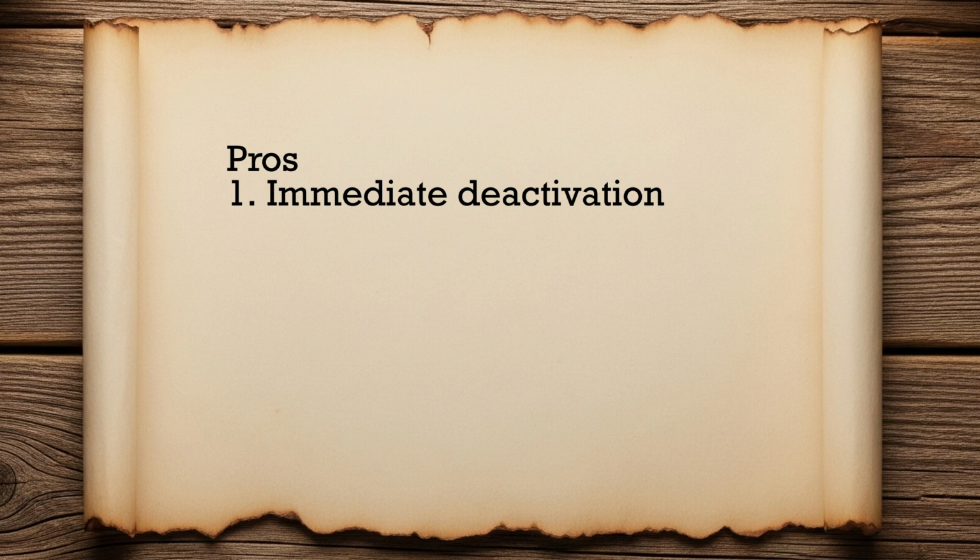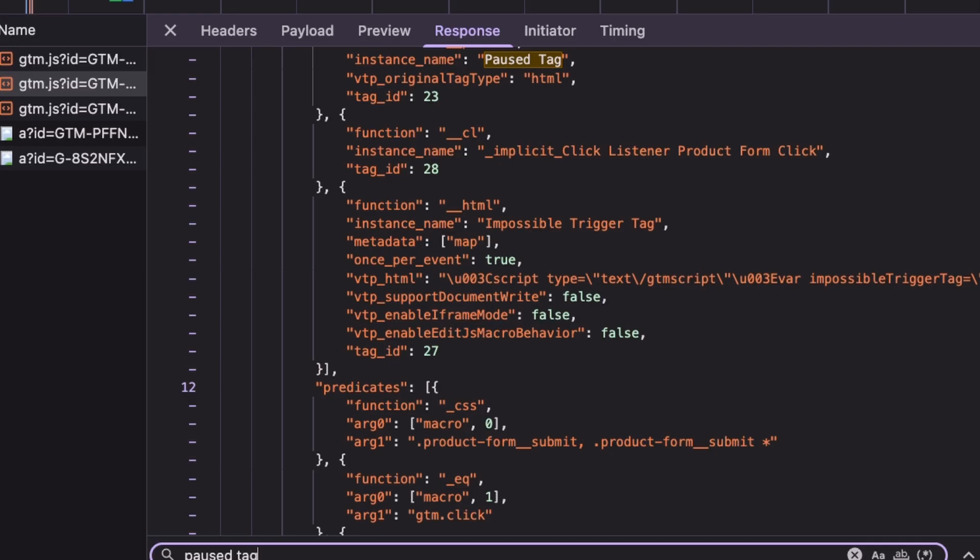Let's start with pausing the tag. Pausing is ideal when speed matters. For example, consent issues, broken tracking, or emergency fixes. It also has the advantage that you can recover it easily because the trigger is not changed. The downside is resource waste. Paused tags still load in GTM.js, consuming bandwidth without providing value.